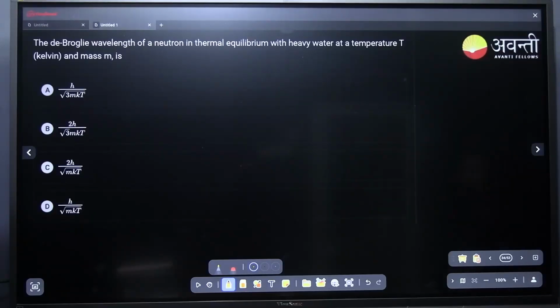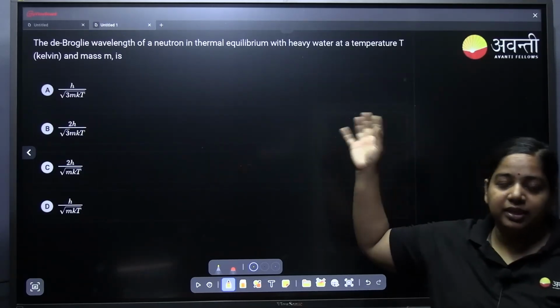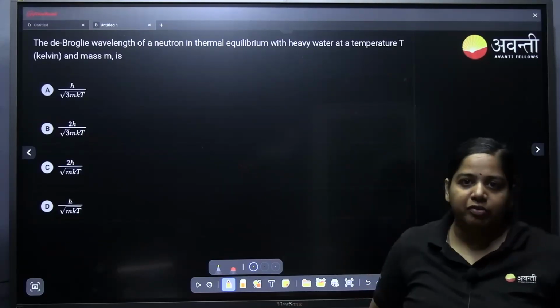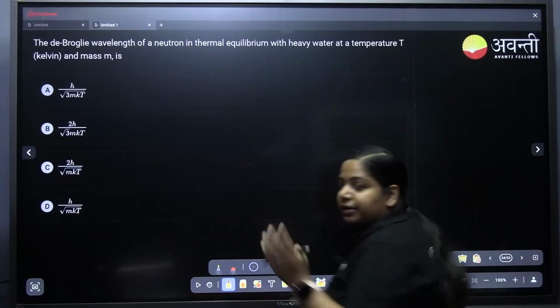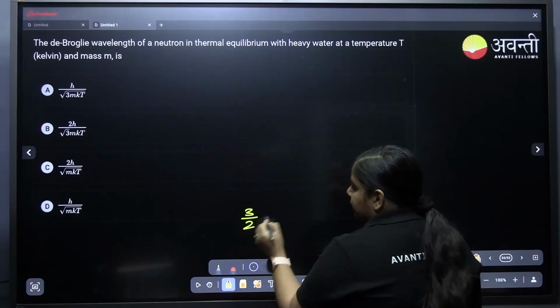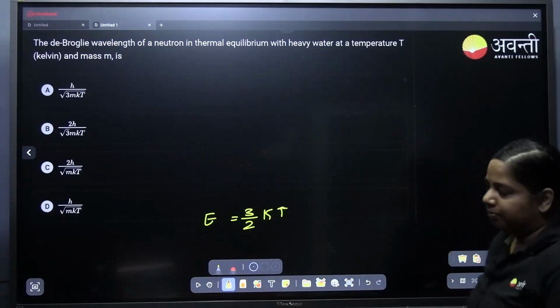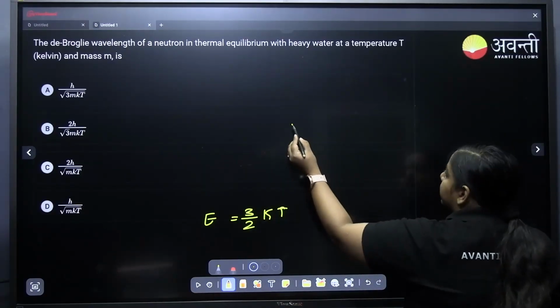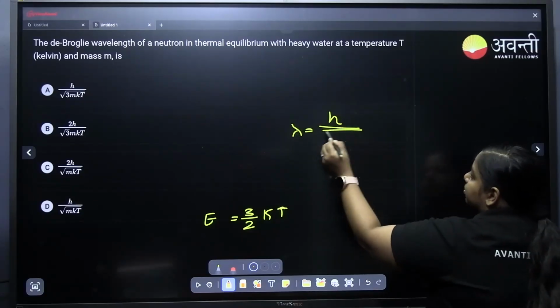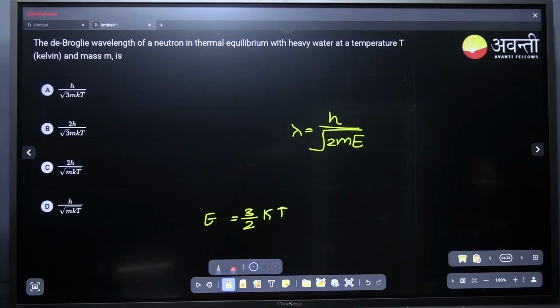De Broglie wavelength of a neutron in thermal equilibrium with heavy water at temperature T and mass m. Now, temperature is given, based on that we have to find it. When we covered thermodynamics, we saw that if temperature is given, we can find its kinetic energy equal to 3 by 2 kT. And our equation for de Broglie wavelength is h by root 2mE. Substitute this E here, you will get the answer.